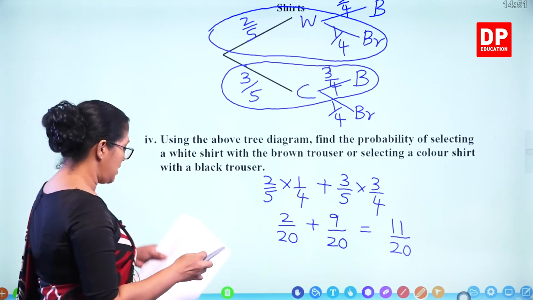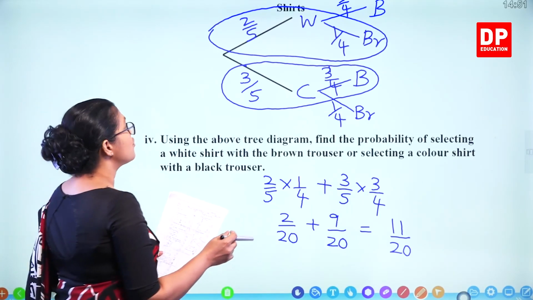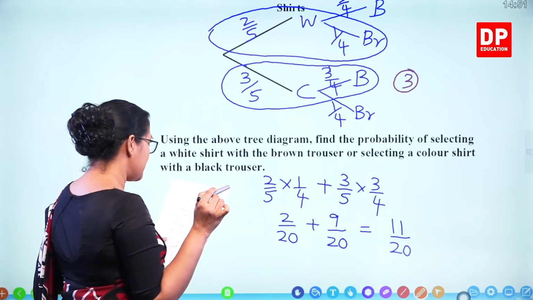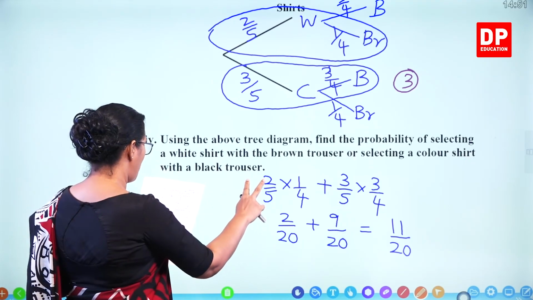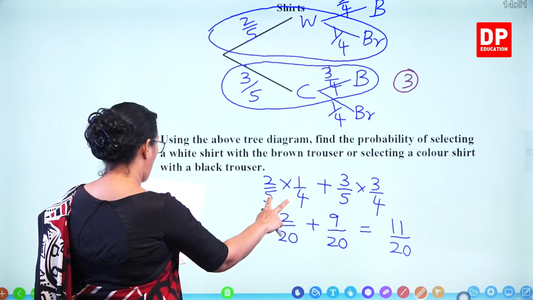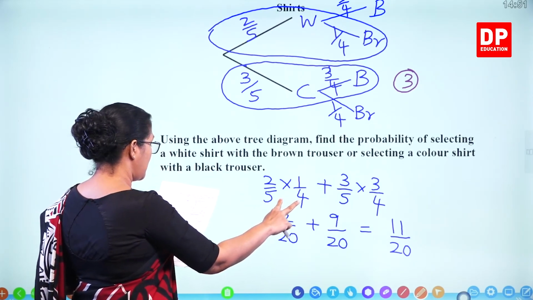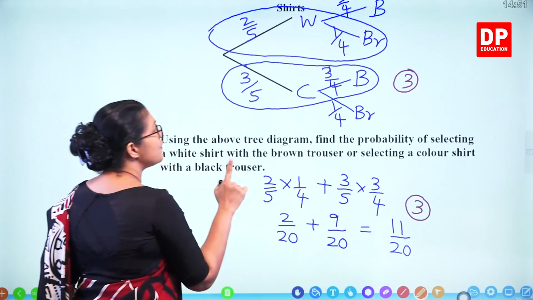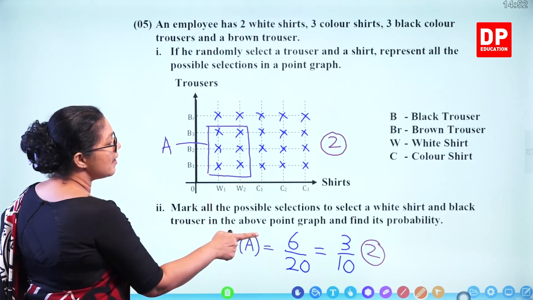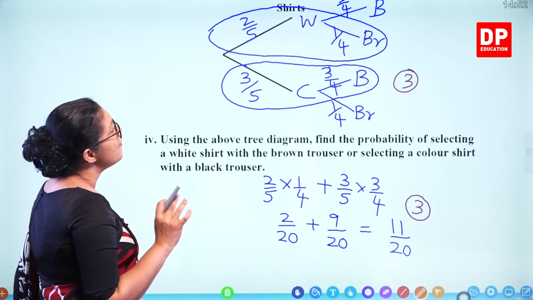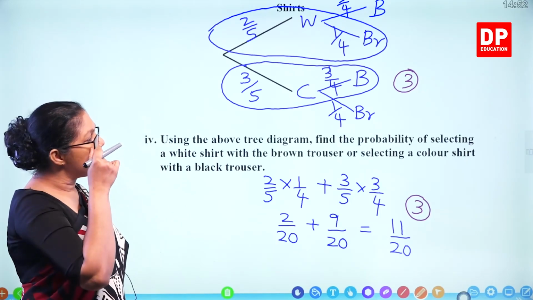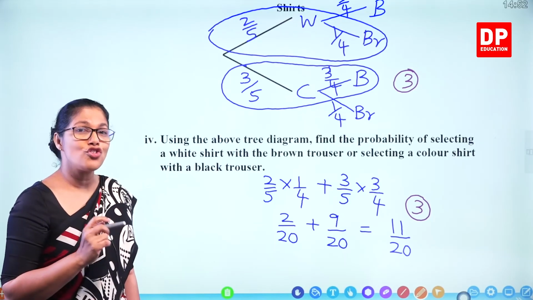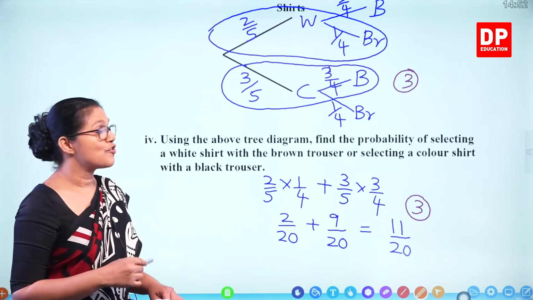So how many marks? For the tree diagram you get 3 marks, and for calculating two possibilities, 2/5 with 1/4 and 3/5 with 3/4, that's 3 marks. So 3 and 3 is 6, and 4, 10 marks. So this is the last question in paper 1. First you do it and then look at my video to check the answers. So next we'll try paper 2.